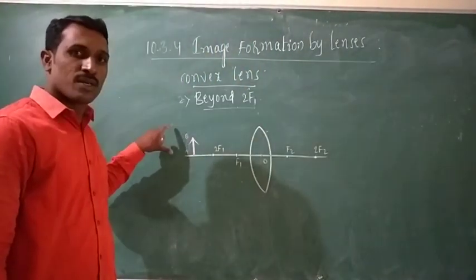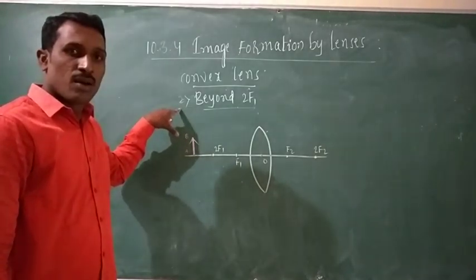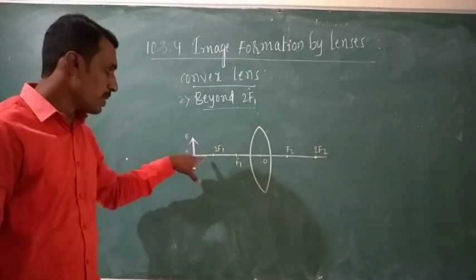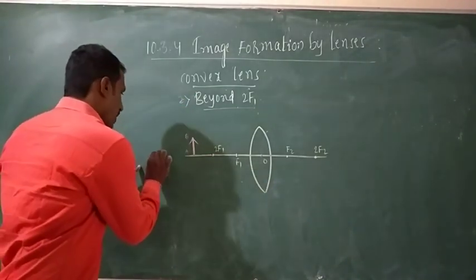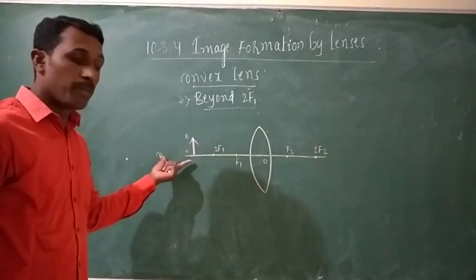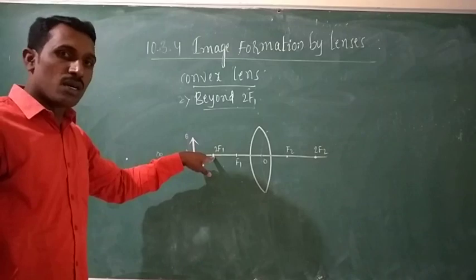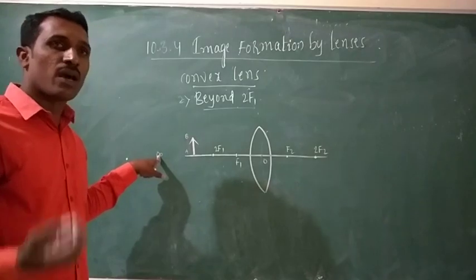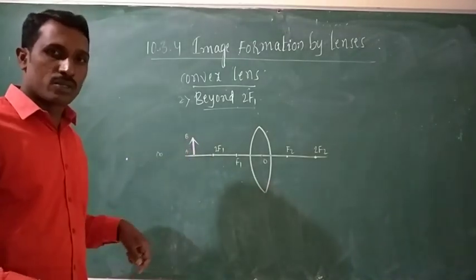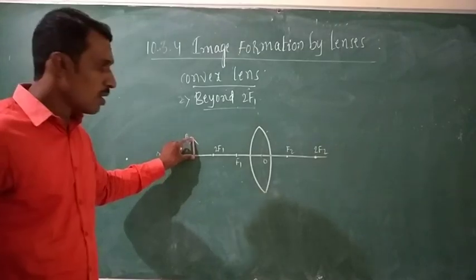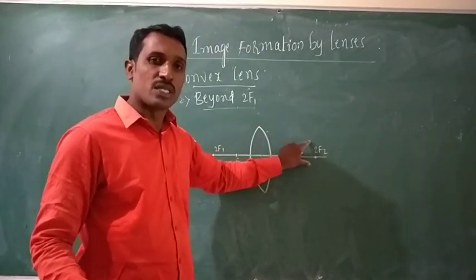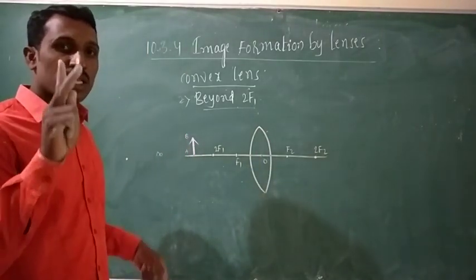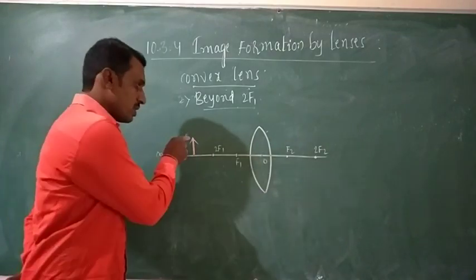Okay, students. Now we will study image formation if the object is placed beyond 2F1. Beyond 2F1, this point is infinity. If the object is placed between 2F1, which is called the center of curvature also, and infinity, or you can call it beyond 2F1 also. If the object is placed here, what is the position of the image, size of the image, nature of the image, that we will study. To form the image, a minimum of 2 light rays should pass through the object.